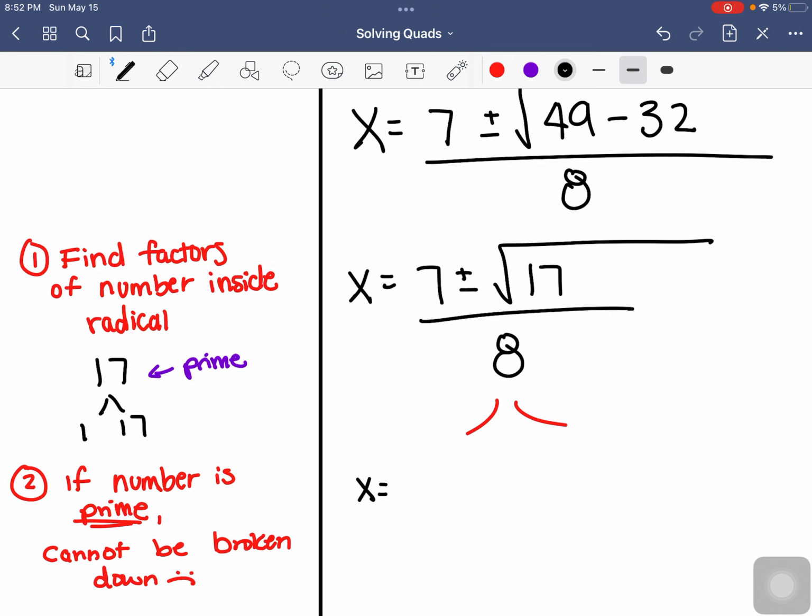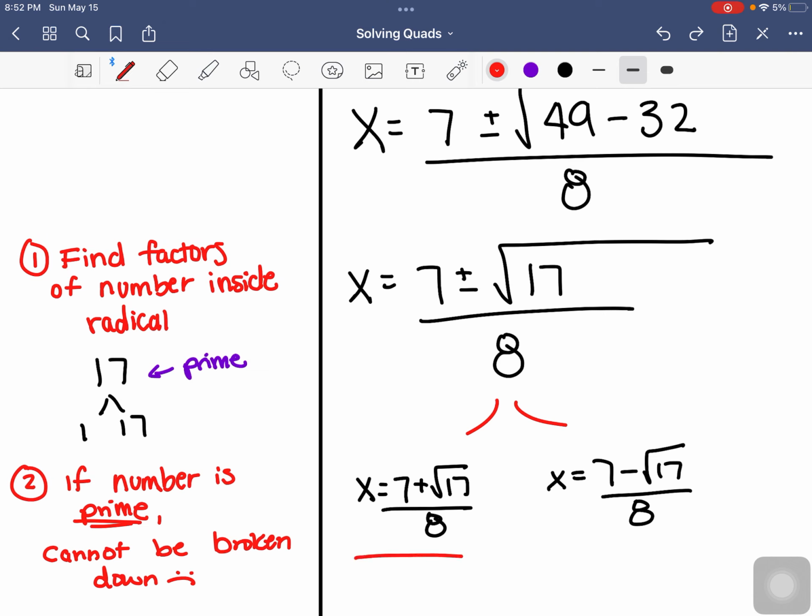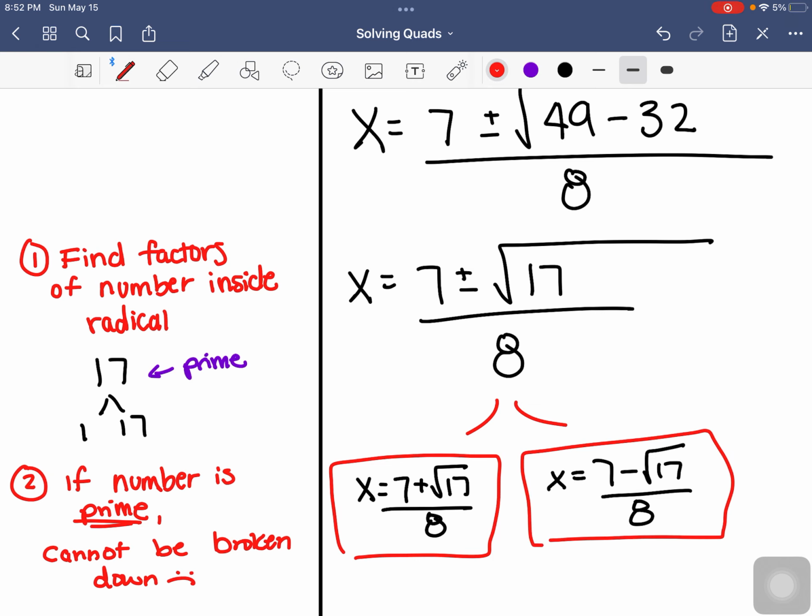So now I have x equals 7 plus the square root of 17, and I have x equals 7 minus the square root of 17, over 8. Since this is a square root, this is an irrational number, and this is rational, they are not like terms. I cannot combine them. So then these are my answers. Since I can't combine them, I can't add them and then divide them. You could stick them in the calculator, but you're going to get a really long, nasty decimal. So then we just leave it like this. As mathematicians, sometimes we have to give up and say, this is as far as I got. I tried my hardest.